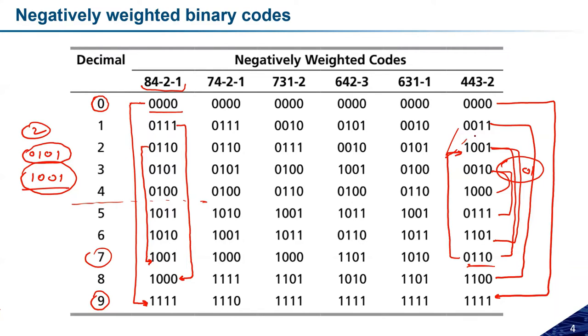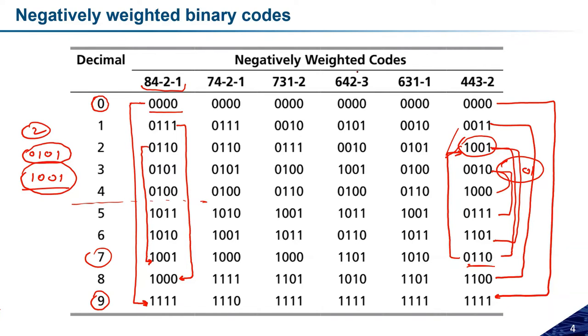Suppose you are making 2 as 1001, then you have to make 7 as 0110. And if you are writing 2 as 0101, then you have to write 1010 for the 7. So that is doable. The important thing is that you have to consider whether you want to make it self-complementary or not, and then accordingly you can do it. So both codes are possible.